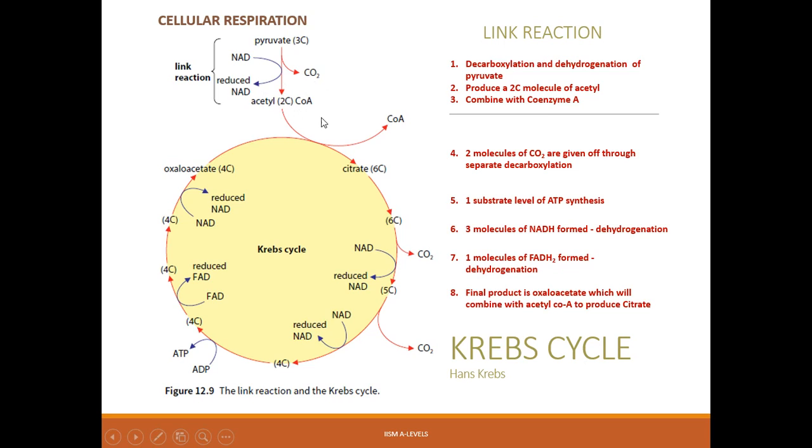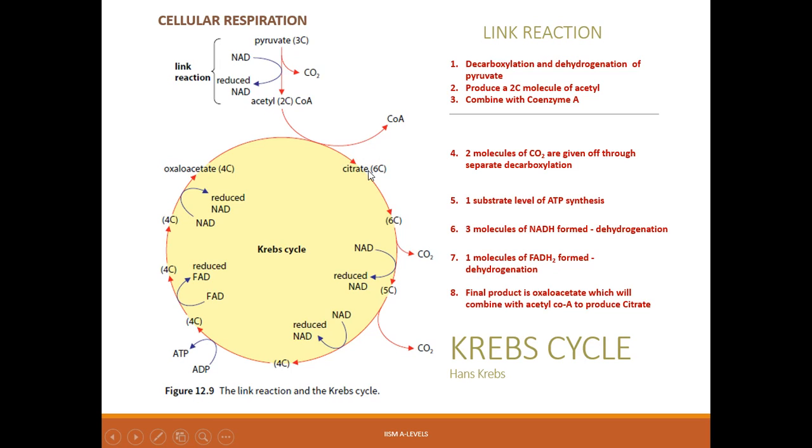And the acetyl-CoA will combine with a 4-carbon molecule known as oxaloacetate to form a 6-carbon molecule known as citrate. And when this happens, CoA will be released. Only acetyl will actually combine with the oxaloacetate to produce the citrate, which is a 6-carbon molecule.